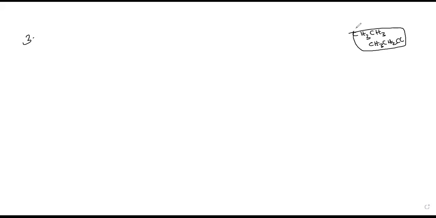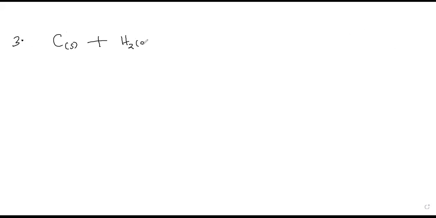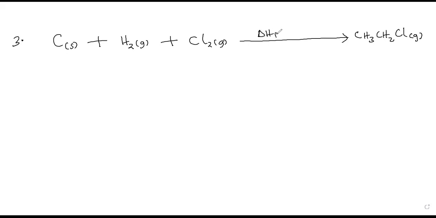Now, what does it imply? It means that if I'm to write the equation for the formation of chloroethane, it would be carbon, as you saw that it has carbon as an atom, plus we need hydrogens, then we need also chlorine, from elements. Enthalpy of formation is derived from the constituent elements. So we are forming chloroethane, CH3CH2Cl, it's a gas, and here I will need the enthalpy of formation.